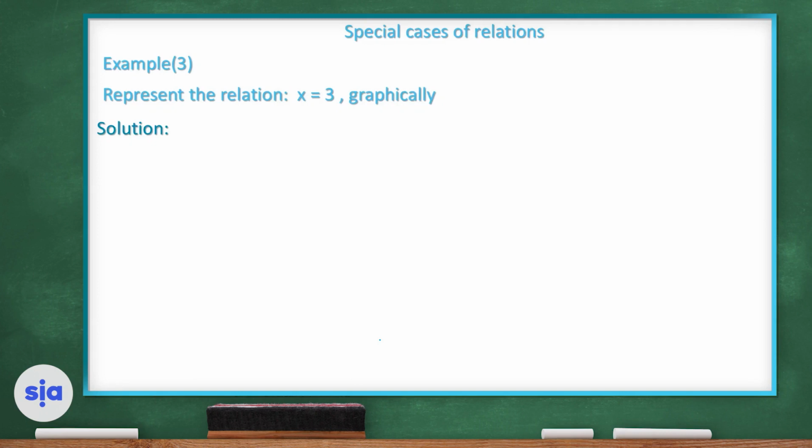Example 3. Represent the relation x equals 3 graphically. As you can see here, there is no y. X is equal to 3. This means that x has a value of 3 regardless of the values of y. So if y is 0, x is 3. If y is 1, x is 3. If y is 2, x is 3. So x has a value of 3 with all values of y.